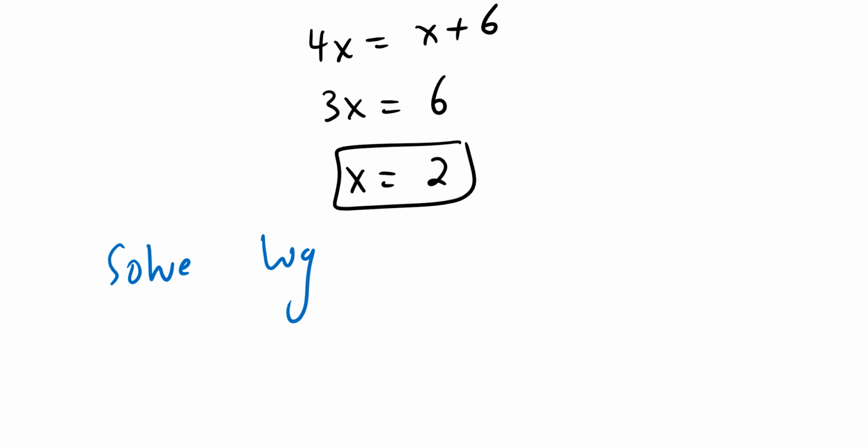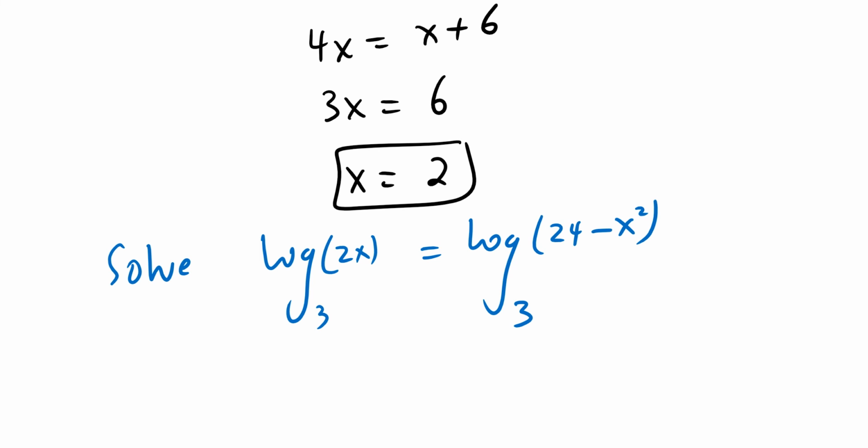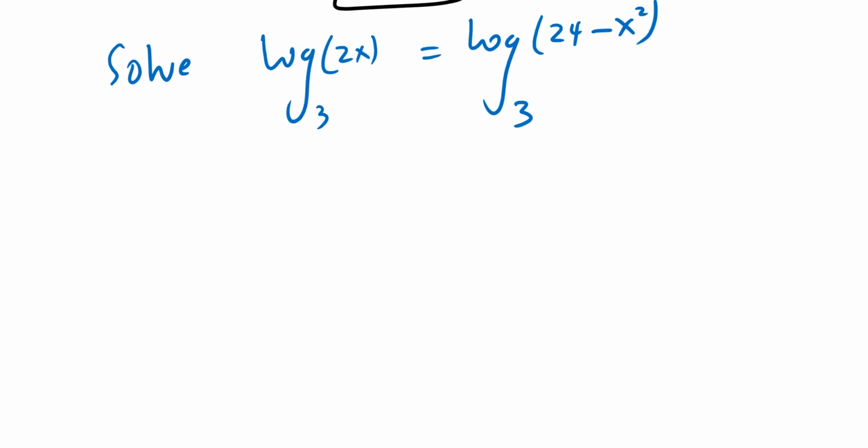Solve log of 2x base 3 equals log of 24 minus x squared base 3. So now they have the same base. I can use the property that 2x equals 24 minus x squared. This is a quadratic equation.